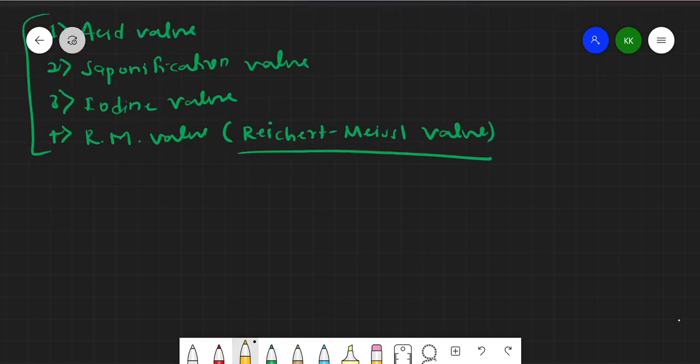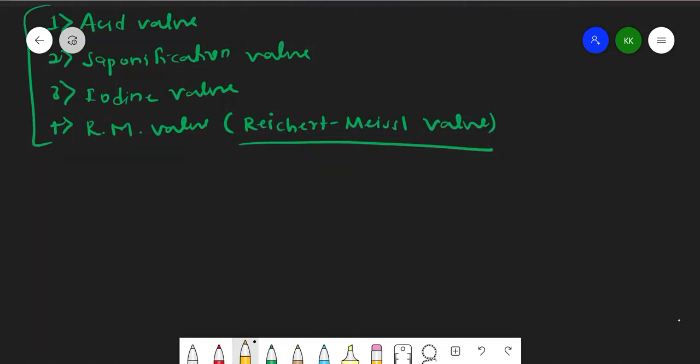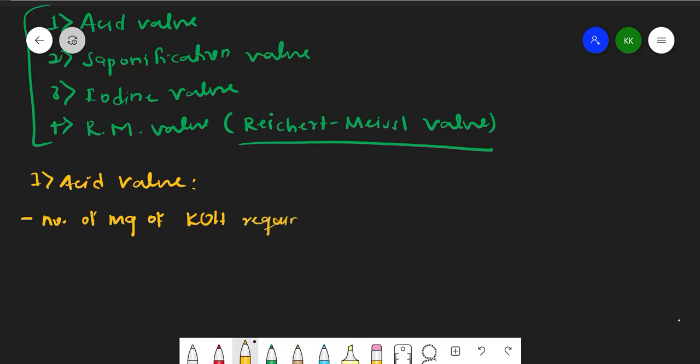Now we shall see one by one, right? First let us see this acid value. These are very easy, simple ones, you can remember. So what does this acid value stand for? Let me give you the definition of it. Acid value you can remember like this: number of milligrams of potassium hydroxide required to neutralize 1 gram of oil or fat. So this is the definition of acid value, right?